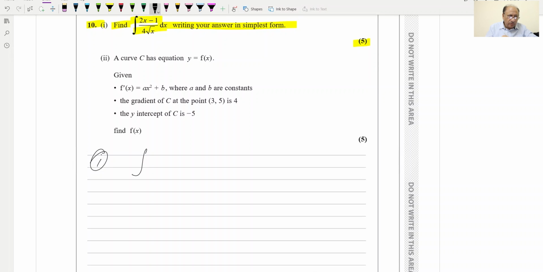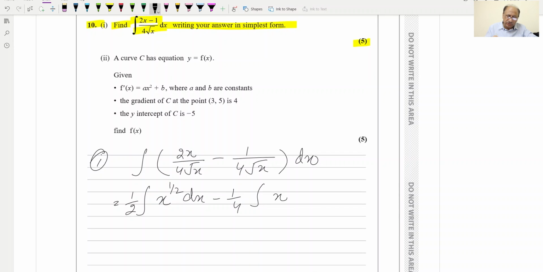So for the integral, we can write this separately: 2x over 4 root x dx, minus 1 over 4 root x dx. Further we can separate this. 2x over 4 will be 1 by 2, so we can write it outside, and this will be x raised to the power 1 minus 1 by 2, which will be 1 by 2, dx, and minus 1 by 4 integral of x raised to the power minus 1 by 2, and this will be dx.